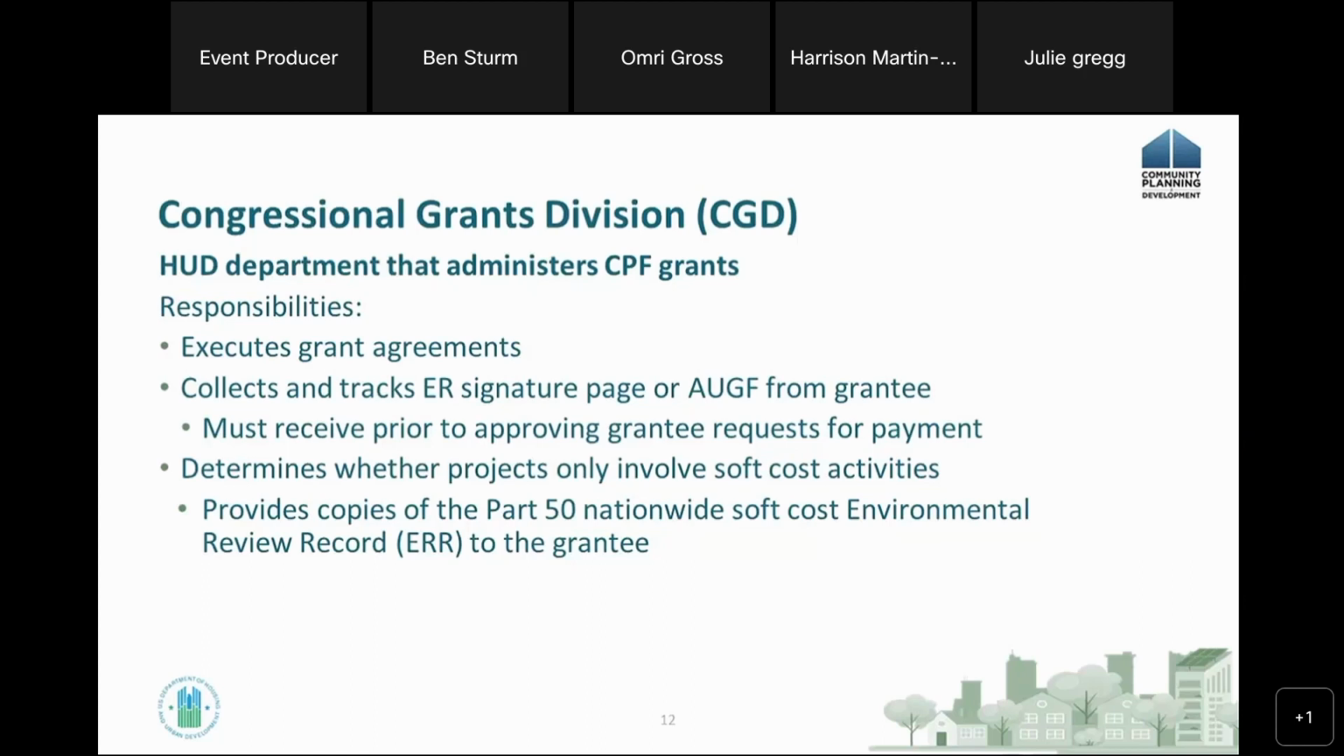And either the environmental review signature page or the authorization to use grant funds must be received prior to approving grantee requests for payment. The Congressional Grants Division grant officers are also involved in determining whether projects include soft cost activities covered by HUD's nationwide environmental review for CPF soft costs only, which we'll talk a little bit more about. And grant officers also work with grantees to repurpose CPF funds when necessary. Next slide, please.